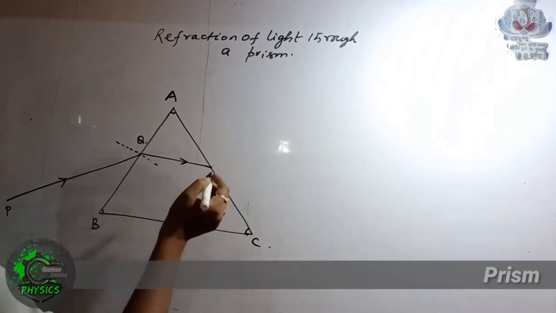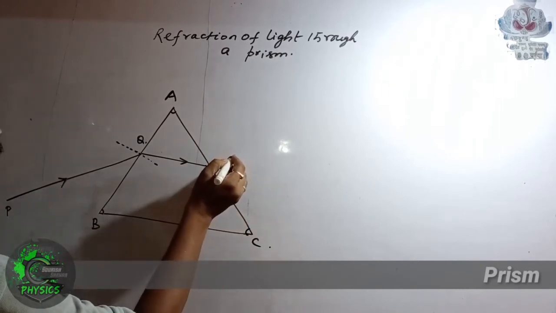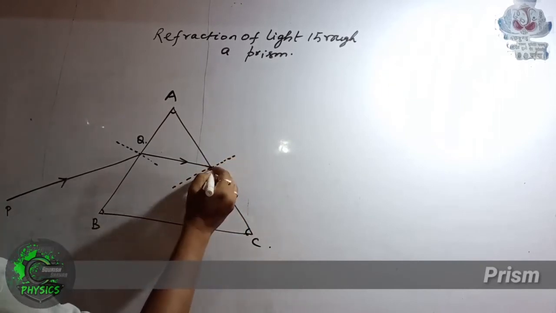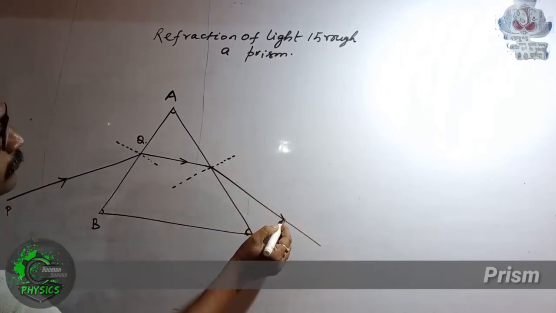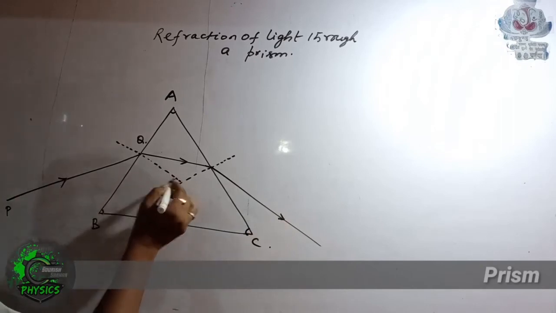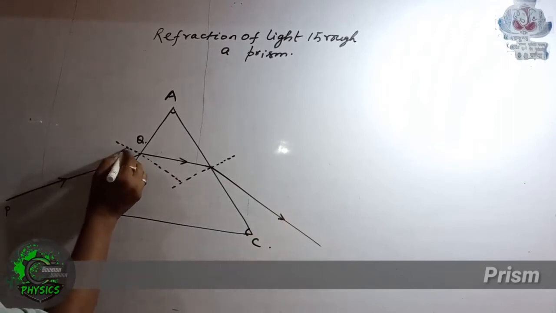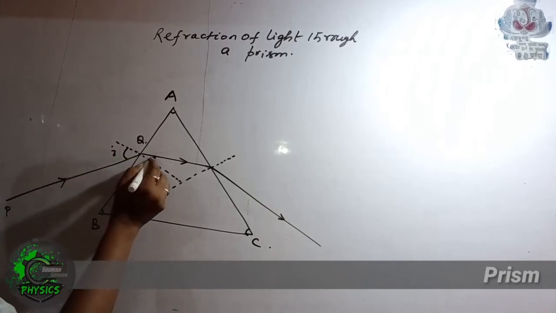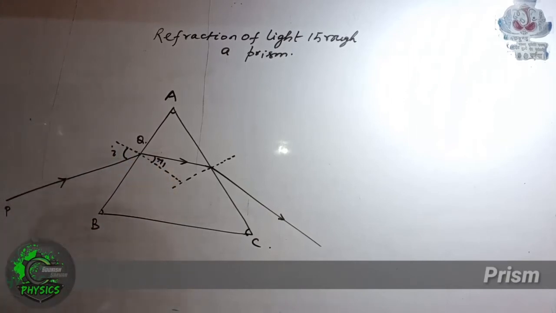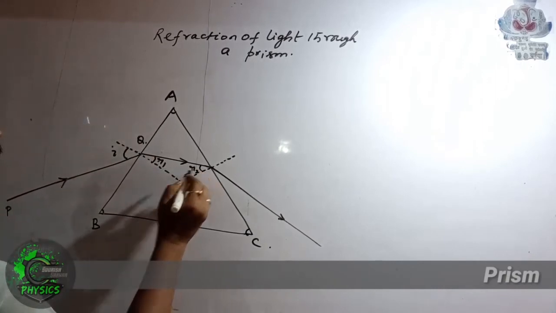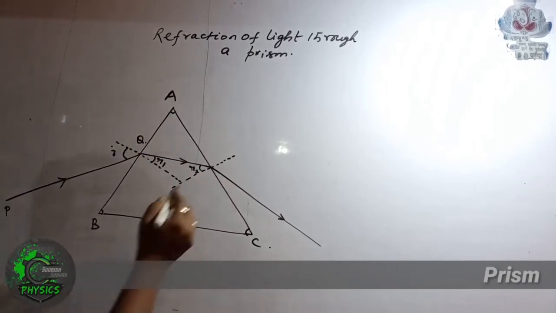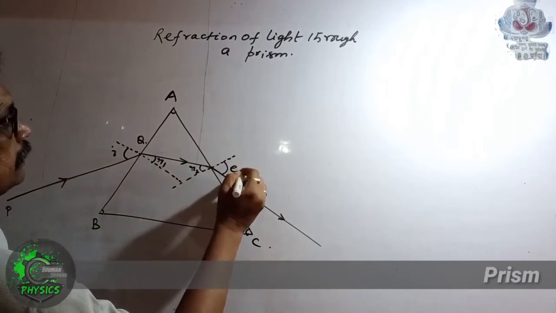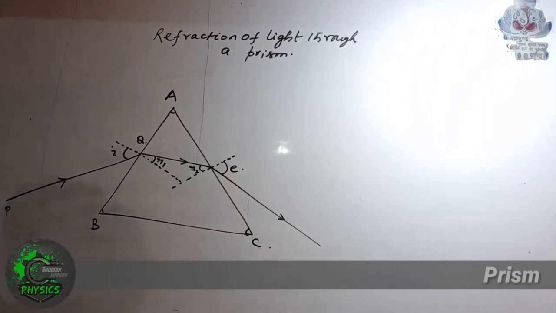Now this refracted light ray is incident on the face AC of the prism. So this light ray refracts and now it is moving from denser to rarer medium, so it is bending away from the normal. Let this angle be I, the angle of incidence. This angle be R1, the angle of refraction through the surface AB. Let this angle be R2, the angle of incidence on the surface AC, and let this angle be E, that is called the angle of emergence.